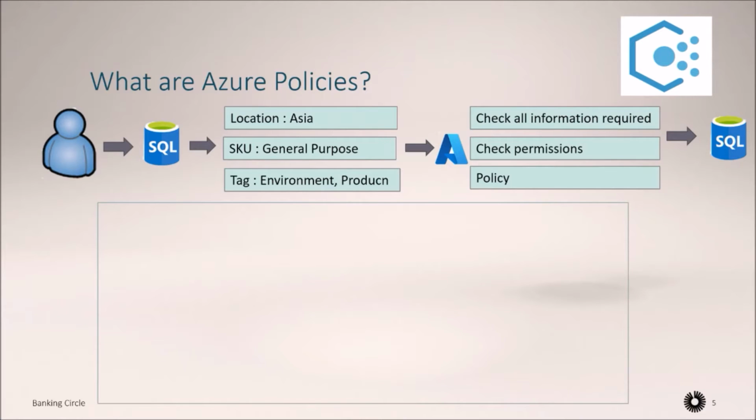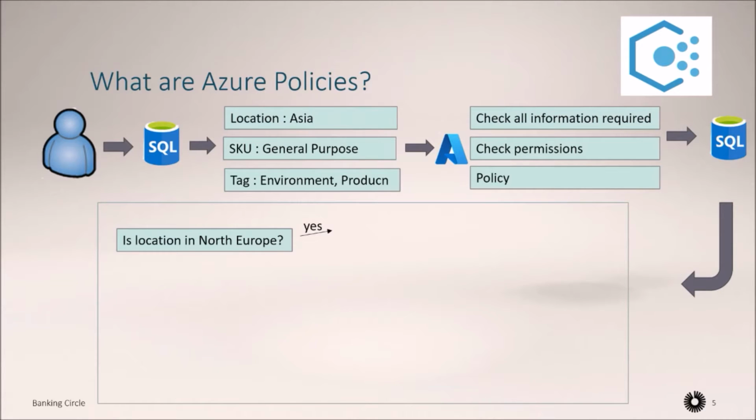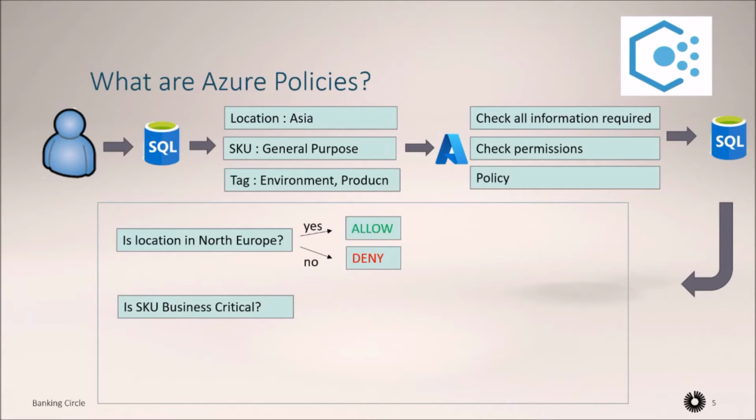When you go to build or change a resource, Azure will check for any policies that are assigned to your subscription or that resource group. So if there is a rule that says resources can only be deployed in North Europe, if the location is North Europe, then Azure will allow the process to continue. But if it's not, then it will stop it. Similarly, if the SKU isn't business critical, then it will stop the process.